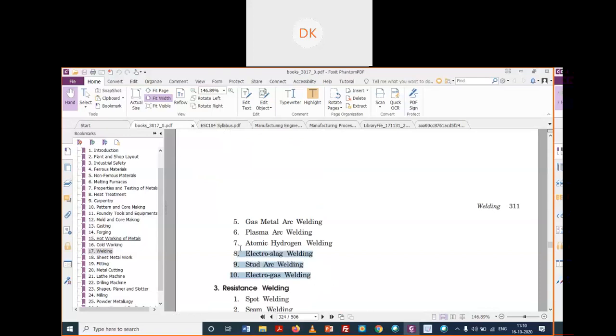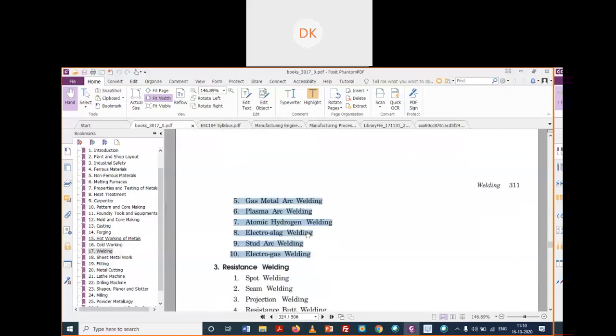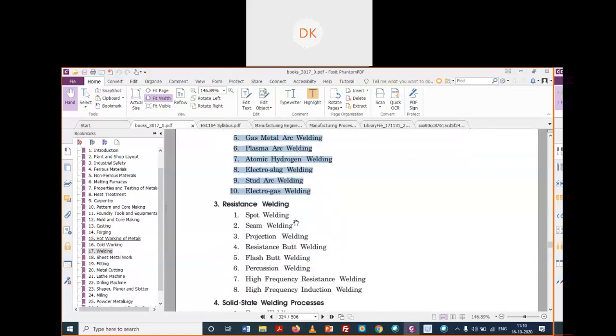You have to remember a few examples, because if you are asked in the exam to name some arc welding processes, you have to remember carbon arc welding, submerged arc welding, and you have to know something about the difference between them.